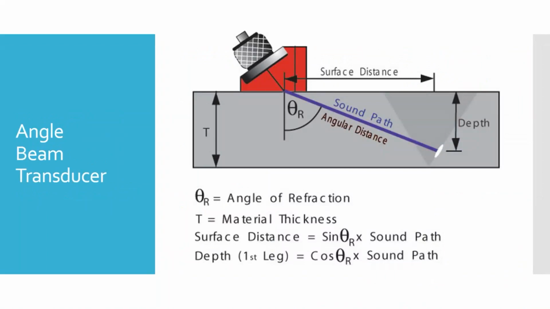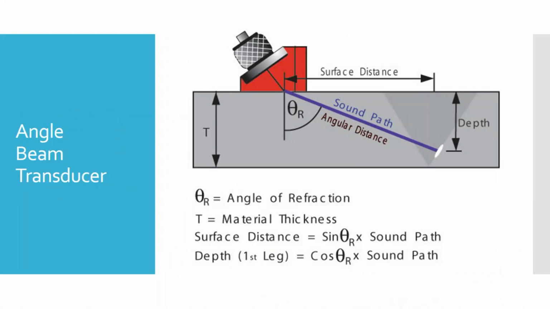Angle beam transducers. What's important about angle beams is we have to understand the sound path. You have this angular distance, and it's going to be longer than the part is tall, for instance. And so you have to have the angle of refraction, theta sub r, and you have to tell your tester, the device that's doing the testing, what that angle is.